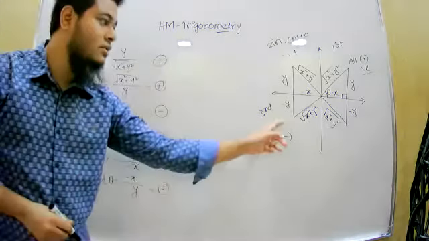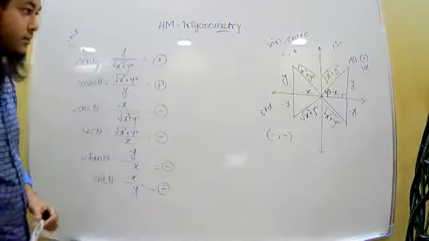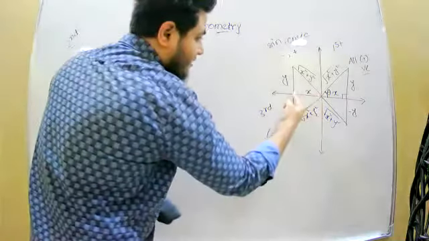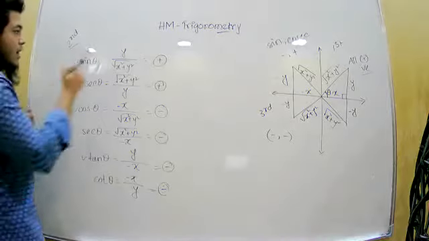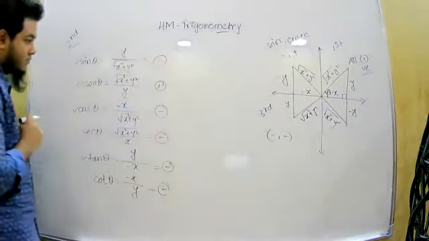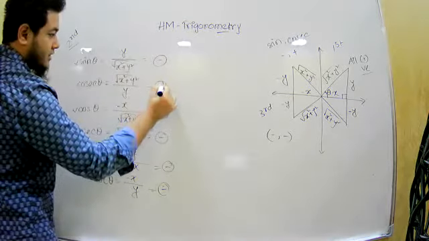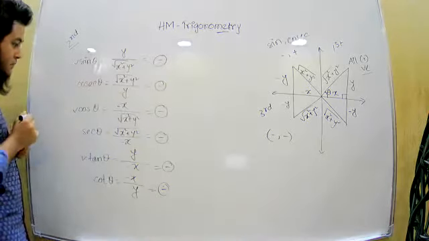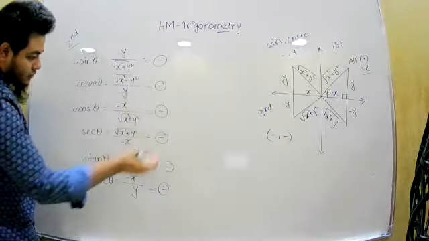Now let us come to the third quadrant. Let us see which ones are positive and which ones are negative. Here we have minus x and minus y. As y is negative, negative divided by positive will be negative. And if sine theta is negative, cosec is automatically negative, right? Because y is negative. Cos is minus x, so it will be negative, and sec will also be negative.